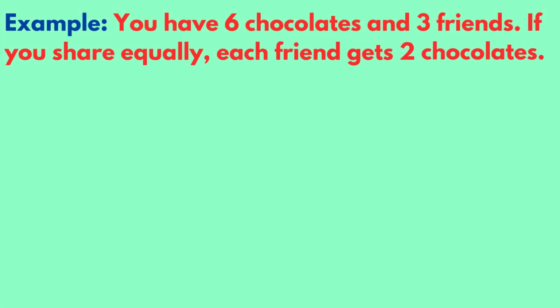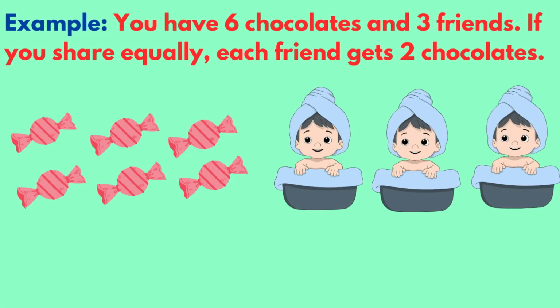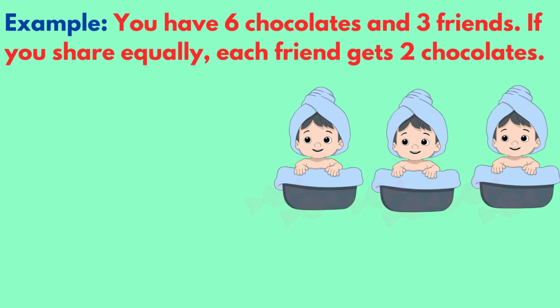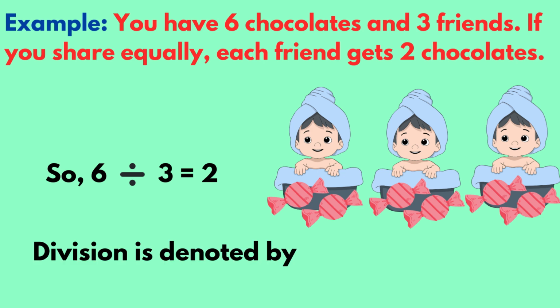Example: you have six chocolates and 3 friends. If you share equally, each friend gets 2 chocolates. So 6 divided by 3 equals 2. Division is denoted by this symbol.